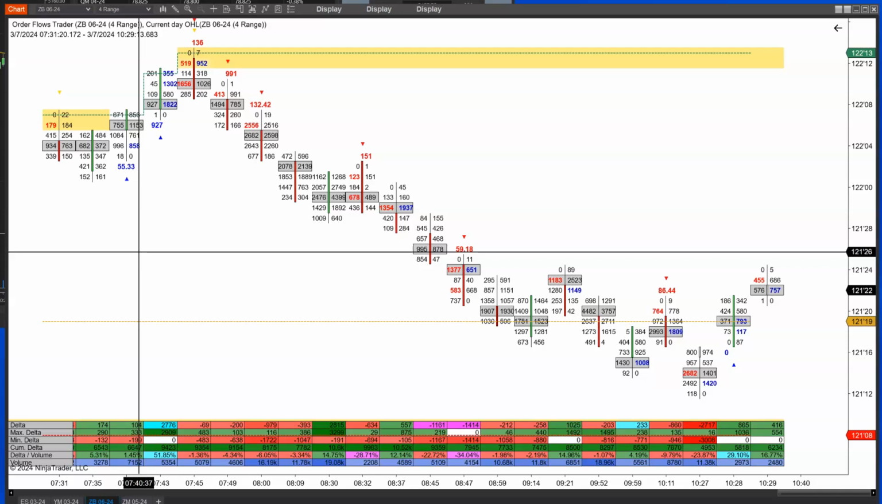We'll be talking about one of the changes in Orderflows Trader 7 that deals with delta divergences that I think can have a good positive effect on your trading.